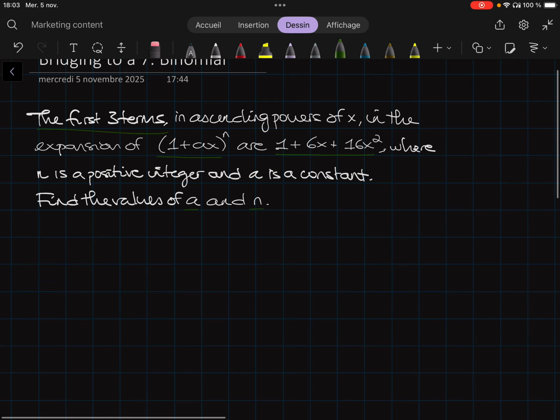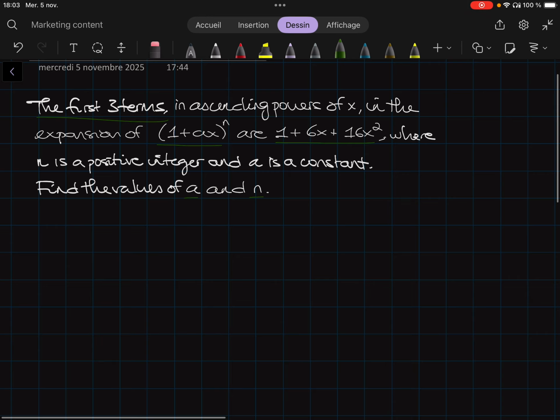Right off the bat, we are asked to find the value of two unknowns, and we are given two pieces of information that we can use. This means that we can form two equations and then solve simultaneously to get the value of a and of n.